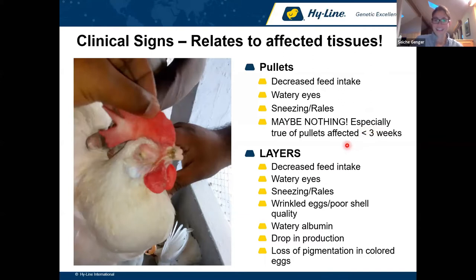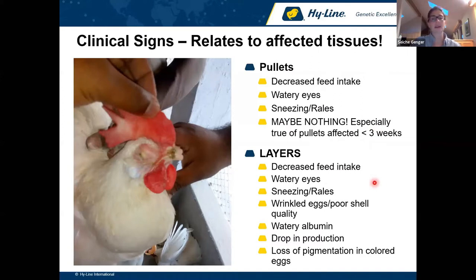One tricky thing of this particular virus, though, is that we may also see nothing. And this is especially true of pullets that are less than 3 weeks old when they're infected. So even though we're hoping to see some of these clinical signs, it may be a light enough infection that we're not going to see anything.